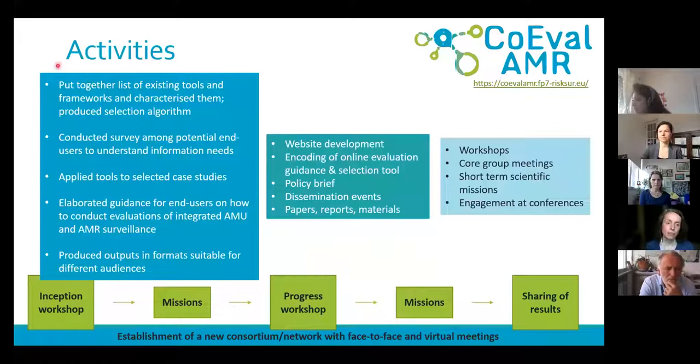We had a couple of working groups, and they took care of the activities listed here. We put together a list of existing tools and frameworks and characterized them, and then produced a selection algorithm, which Simon is going to talk about more in a moment. Then we conducted a survey among potential end users to understand information needs and applied tools to select case studies to get a feeling for how they work and what their advantages and disadvantages may be.